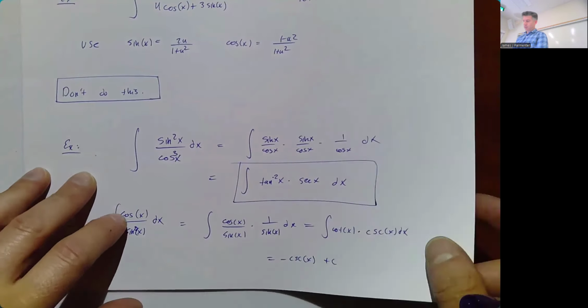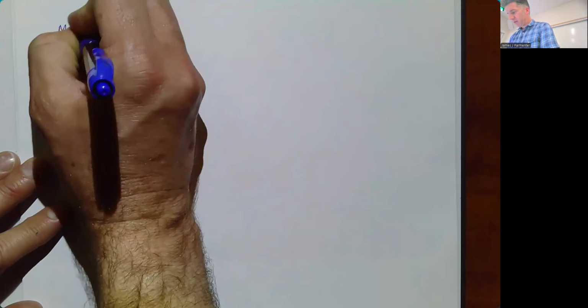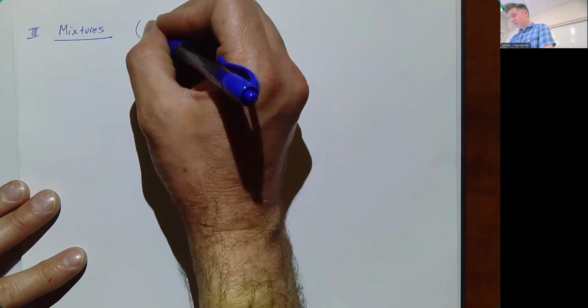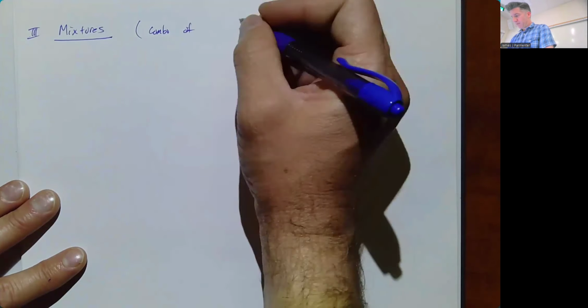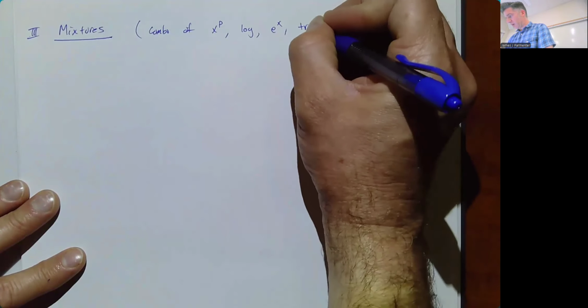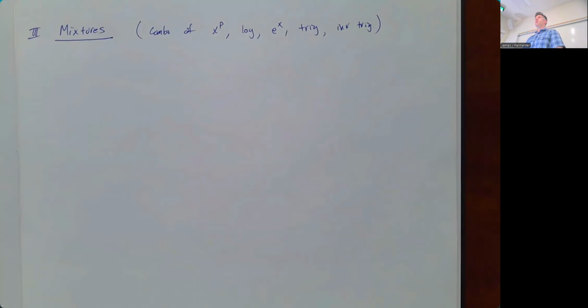Lastly, in our list of types we have mixtures. Mixture meaning a combination of x to a power, a log, an e to the x, a trig, an inverse trig, stuff like that. Typically 2 of those types, usually not more. We often say 2 or more, but really it's almost always exactly 2.